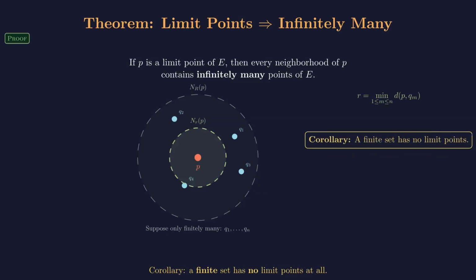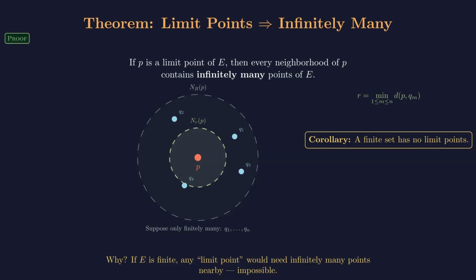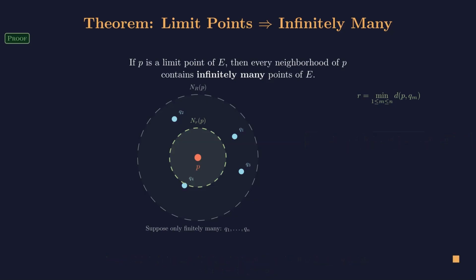As an immediate corollary, a finite set has no limit points at all. If E only has finitely many points, no point can have infinitely many neighbors from E. So, the definition of limit point can never be satisfied.